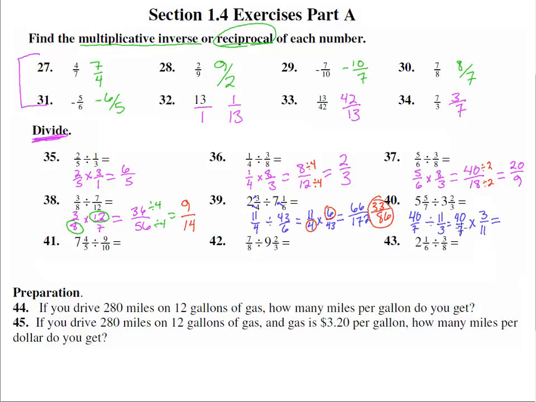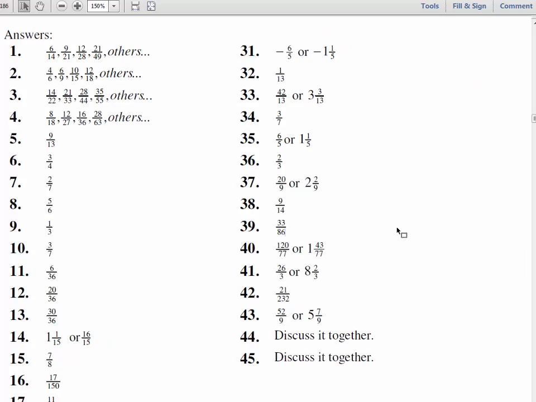I don't see any common factors that will cancel eventually. That's good. We'll just get our answer, then we won't have to simplify. 40 times 3 is 120, and 7 times 11 is 77. 120 over 77, and we could rewrite that as 1 and 43/77 or something, but that's a legitimate way of leaving the answer. Let's look.